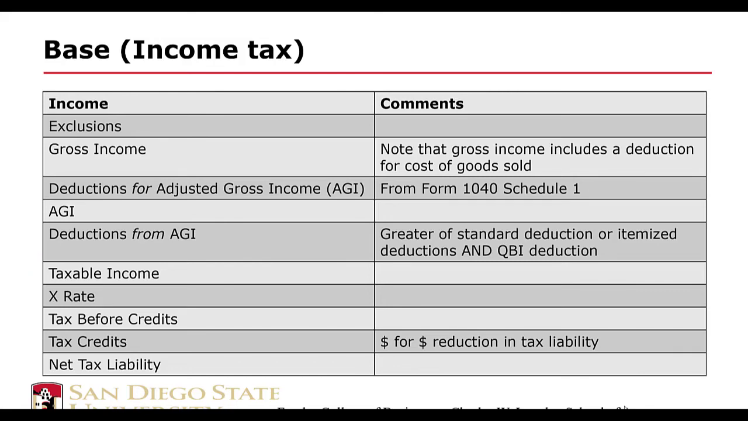To that, we apply a rate. You get the tax before credits. And then in our current system, and probably the system that we'll have for a while, there are a number of tax credits that you apply against that tax to get to net tax liability.